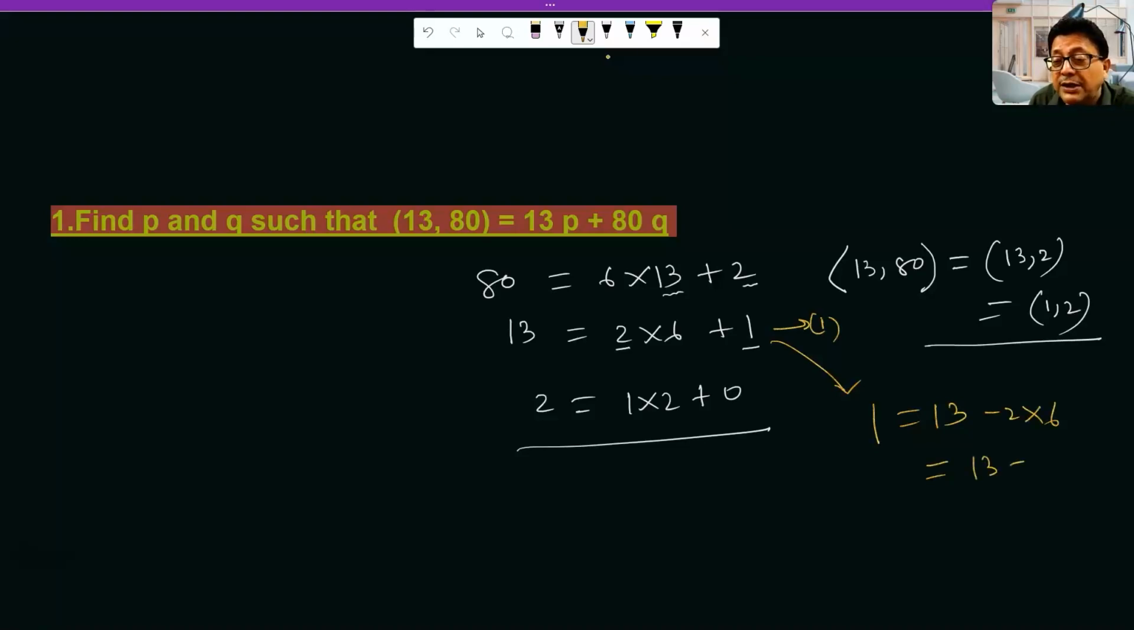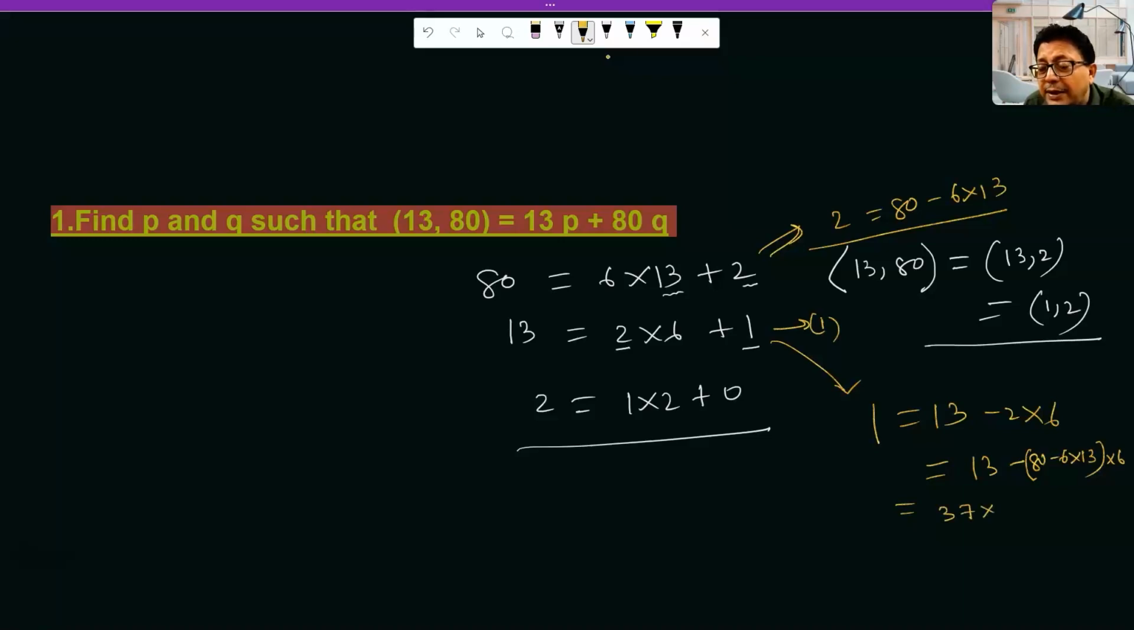Then this will be 13 minus, what's the value of 2 here? From here, 2 is equal to 80 minus 6 into 13. So this will be 80 minus 6 into 13, multiplied by 6. So finally it is going to be 37 into 13 minus 80 into 6.